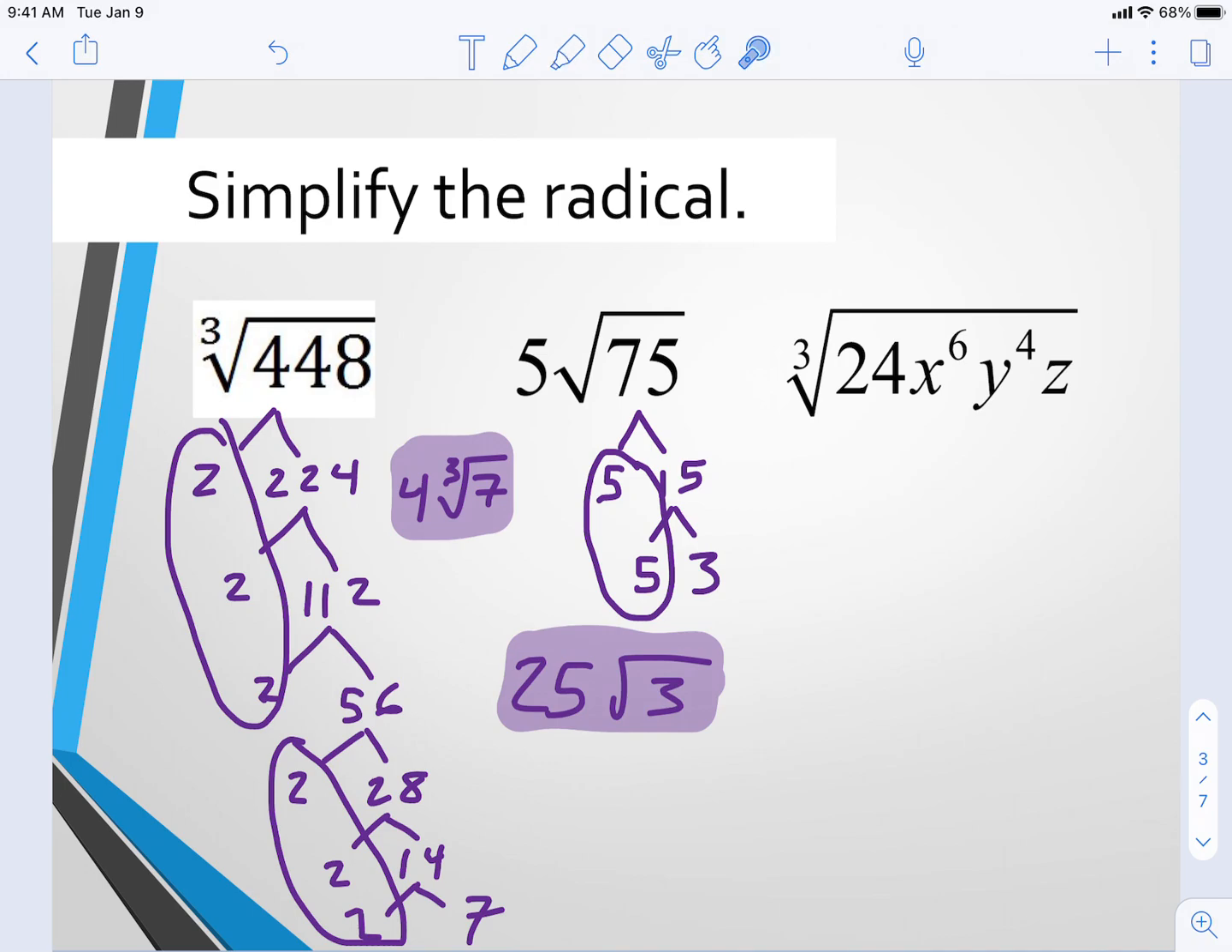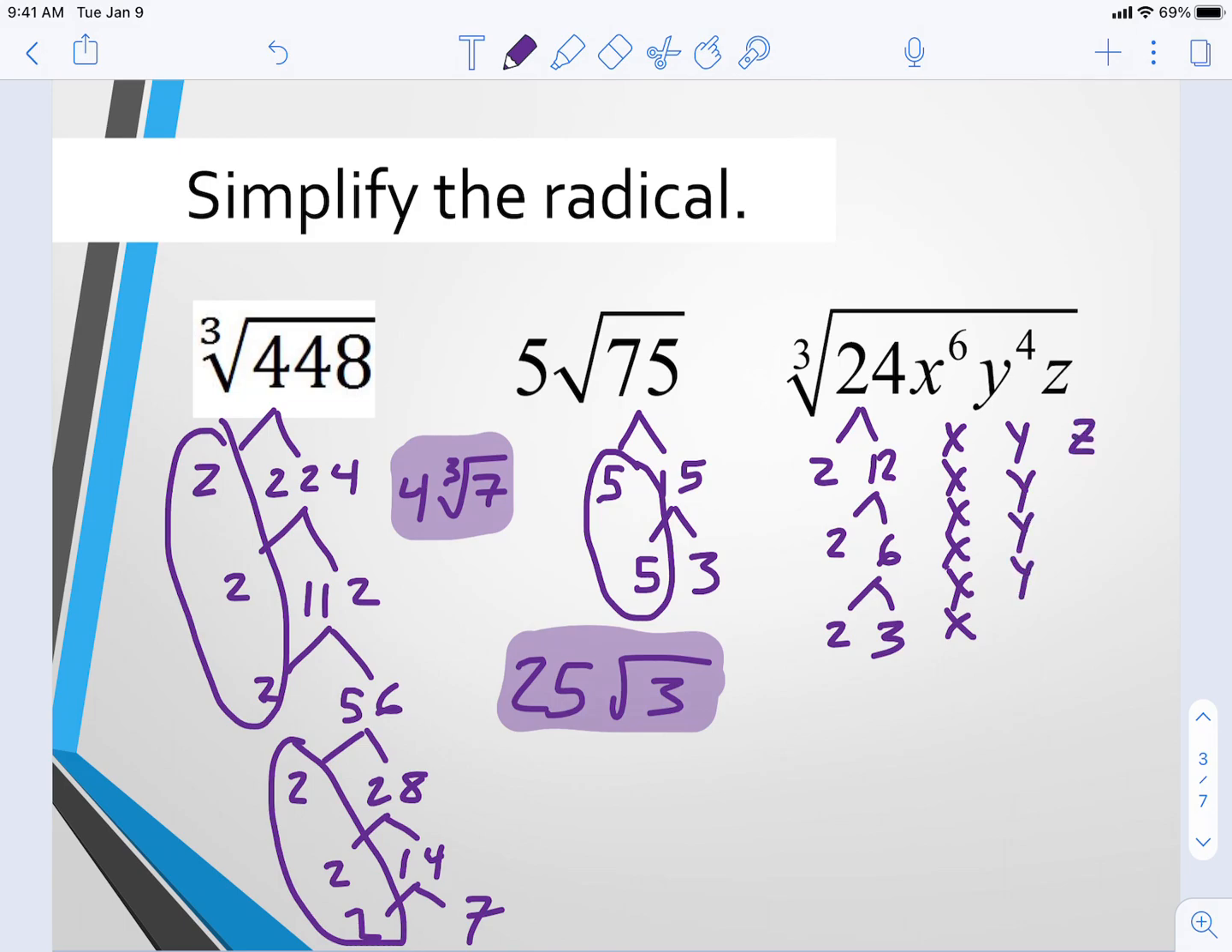All right, now this one. Little more to do with this. We're looking for a cube root. 24 is divisible by 2, so 2 and 12, 2 and 6, 2 and 3. The x's, there's 6 of them, so 1, 2, 3, 4, 5, 6. 4 y's, 1, 2, 3, 4 y's, and a single z.